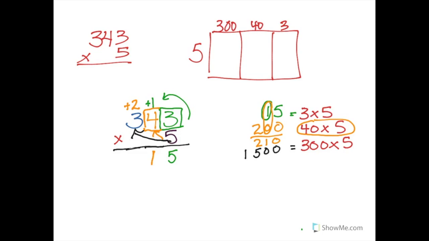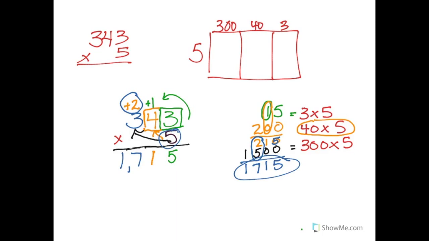1500. Okay, so I'm going to bring that, but then I have these 2 right here that I need to add to that, which essentially is 1700. So my answer is 1715. And if I was to add this together, I would get 1715. That is how you do it with 1 digit in the ones place.